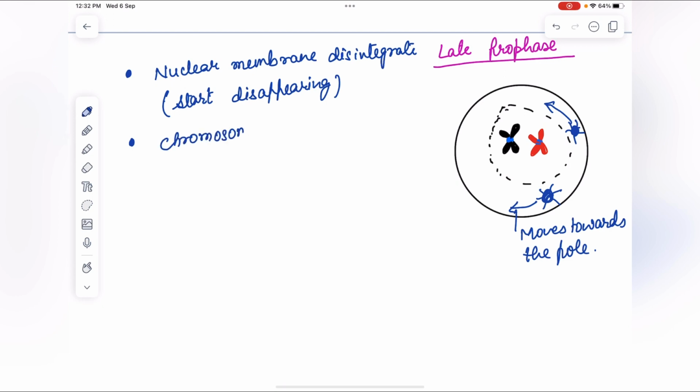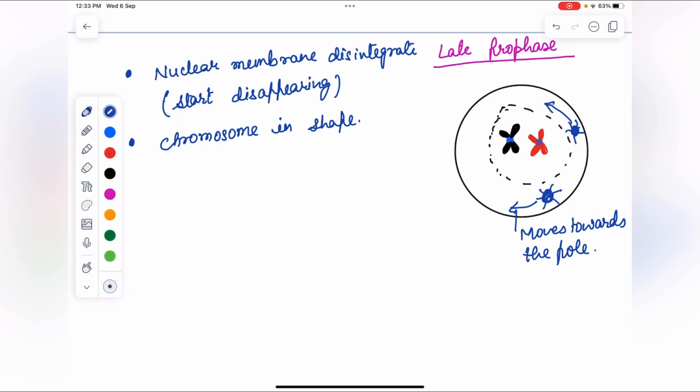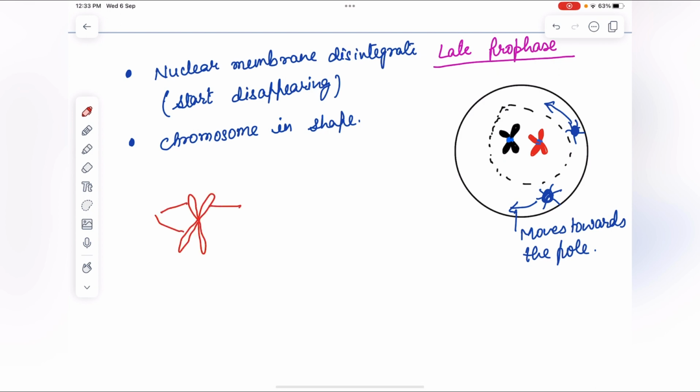The chromosomal material condenses to form compact mitotic chromosomes. Chromosomes are seen to be composed of two chromatids. This is one and this is the second, attached with the centromere. Centrosome, which had undergone duplication.